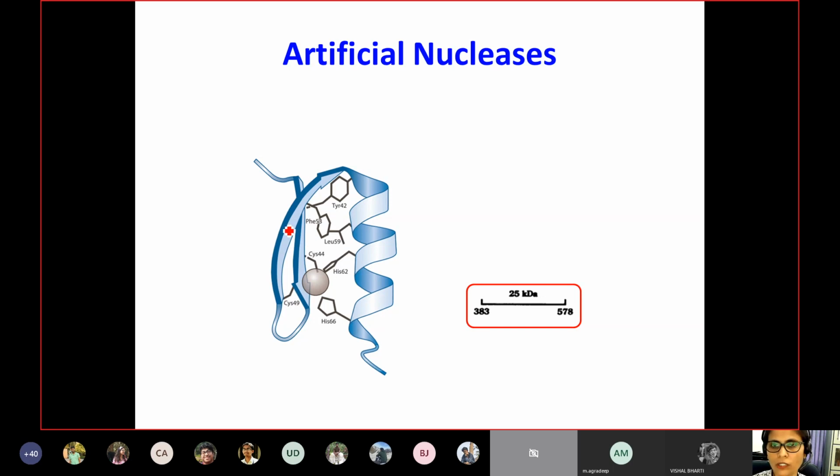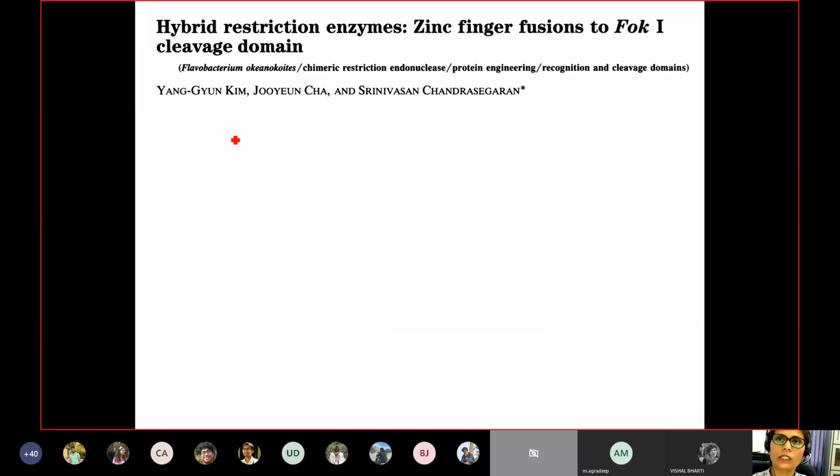I have three zinc finger repeats, I have shown only one. So with these three repeats, they were able to construct one chimeric enzyme by using the 25 kilodalton, 196 amino acid C-terminal domain of FOK1. What they show in this paper is hybrid restriction enzyme, zinc finger fusions to FOK1 cleavage domain. And this was published in 1996.